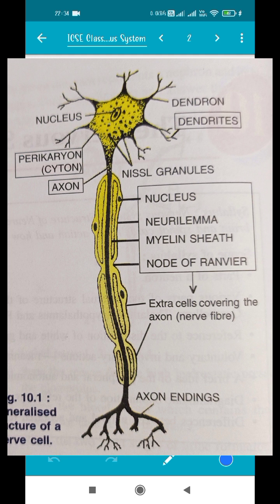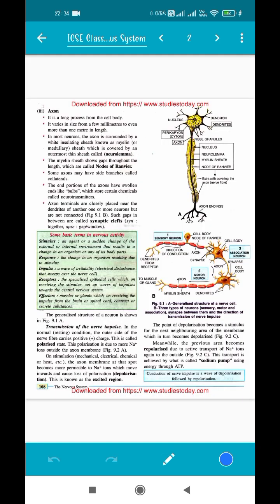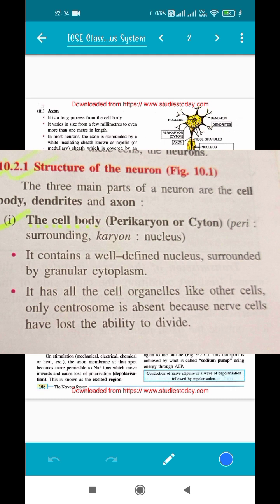We are going to learn about what these are. And the axon ends in another branch, which is known as the axon endings. So these axon endings and these dendrites are responsible for transmission of information from one part of the body to another. Which one is associated with what, we are going to learn. So let us see what the main parts of a neuron are. The cell body, or the perikaryon, or the cyton.